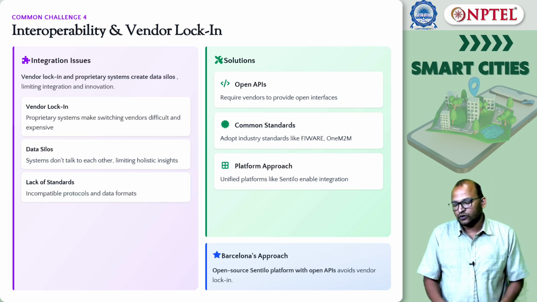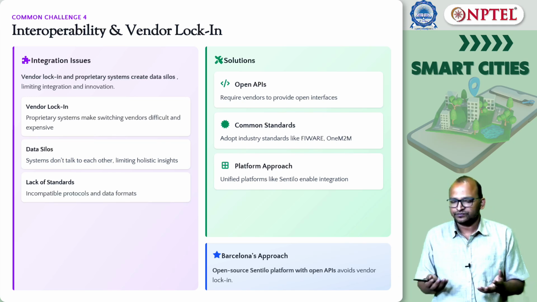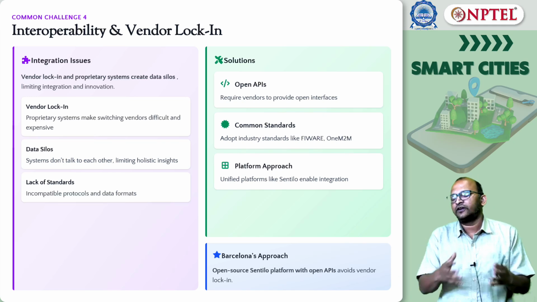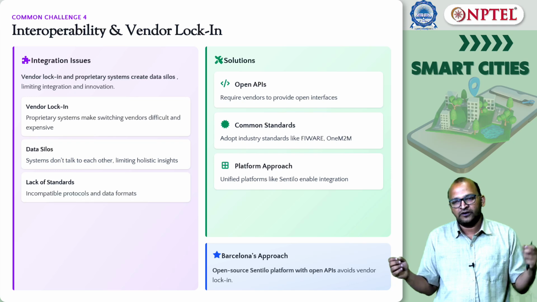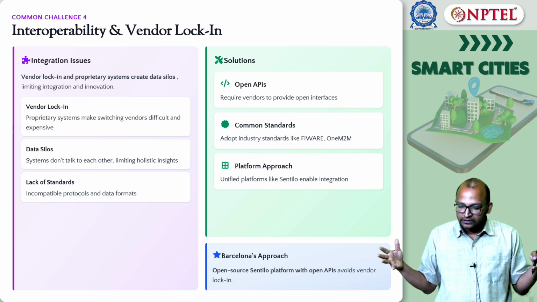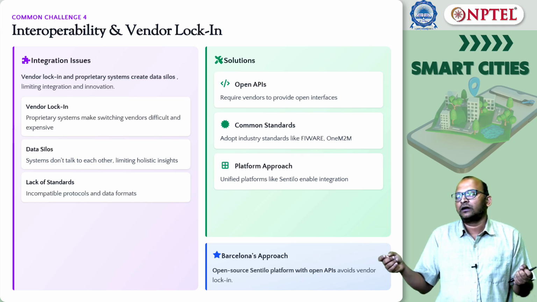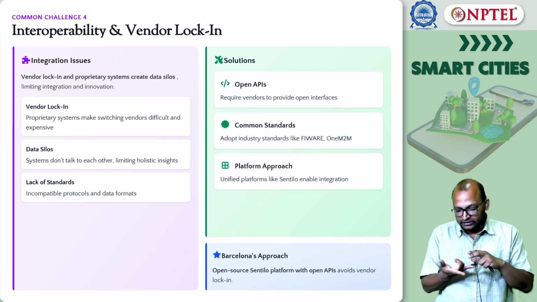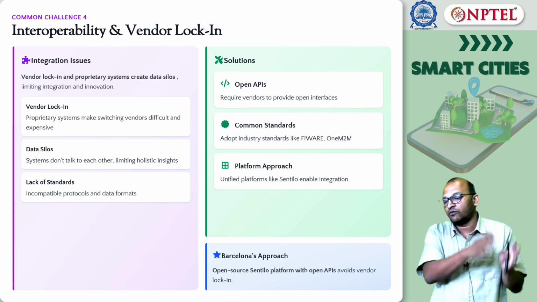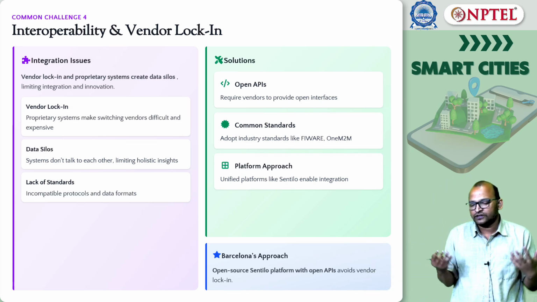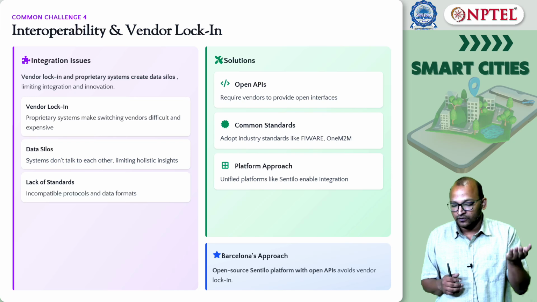Let's see the fourth challenge in the context of a smart city, which we have seen in our case studies, that is related to integration. In smart cities, we may have different vendors who supply different types of equipment, which may have different outputs or capabilities. These proprietary systems are difficult to switch or change to different vendors. Also, there is the data silo issue, that means there is a gap between information conveyed from one department to another, and also the lack of standards, that means incompatible protocols and data formats taken by these systems.